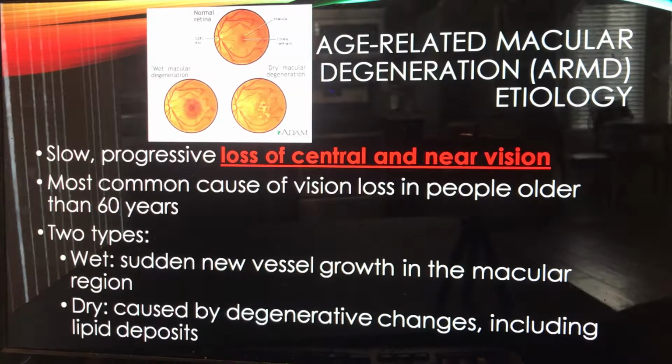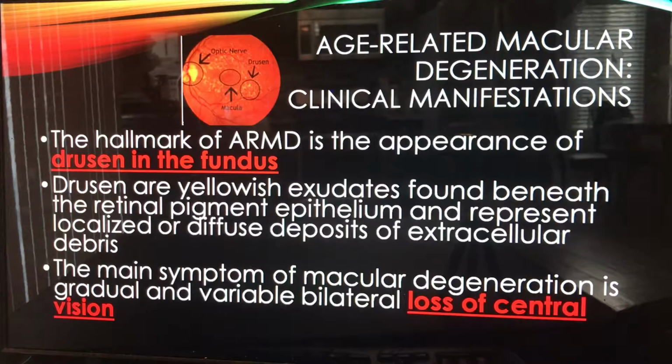Your next disorder is age-related macular degeneration. This is a slow, progressive loss of central and near vision. It's the most common cause of vision loss in people older than 60. This is happening just because of the normal aging process. There are two types, which you don't have to go into too much detail on: wet and dry. The wet is a sudden new vessel growth in the macular region, and the dry is caused by degenerative changes, including lipid deposits.